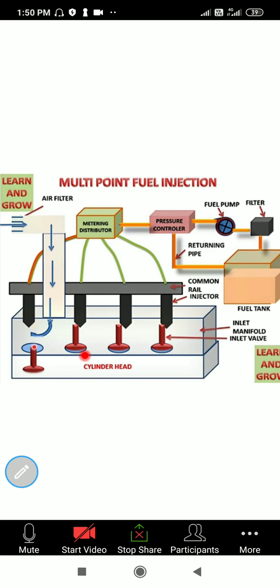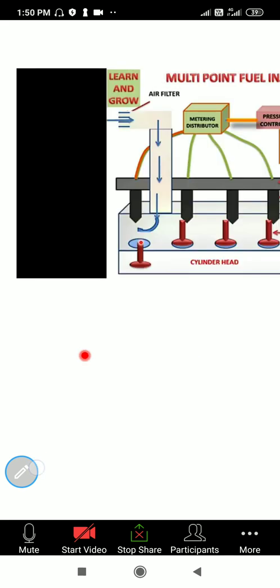Now we will go for the next topic, which is the single point injection system.